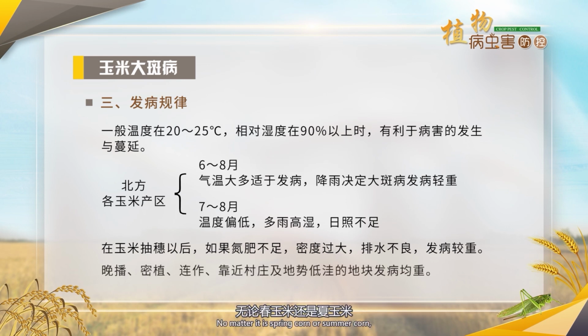No matter it is spring corn or summer corn, it would be worse in case of late sowing, dense planting, continuous cropping, closeness to villages, and low-lying plots.